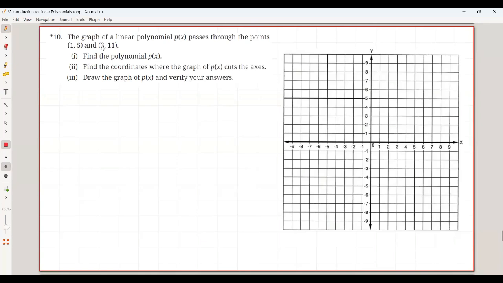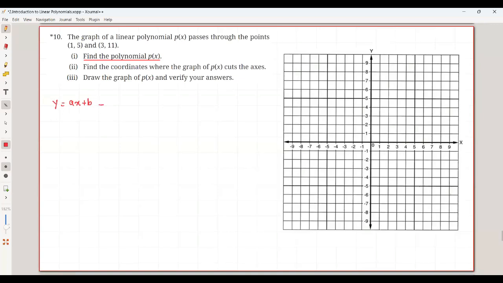Now question number 10. The graph of the linear polynomial P of x passes through the points (1, 5) and (3, 11). Find the polynomial P of x. Here we have to find the polynomial P of x. Two points are given. In general, we know the linear equation: y is equal to ax plus b. This is the linear equation.